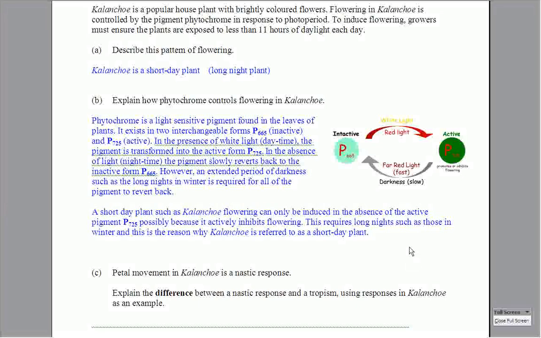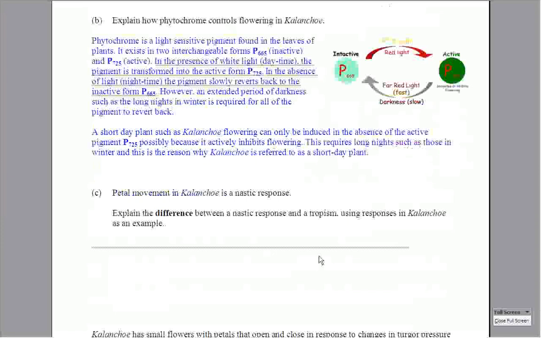A short day plant such as kalanchoe, flowering can only be induced in the absence of the active pigment P725, possibly because its activity inhibits flowering. This requires long nights such as those in winter, and this is the reason why kalanchoe is referred to as a short day plant. Okay, so it requires the absence of this active form. We need a long night to get rid of the active form.